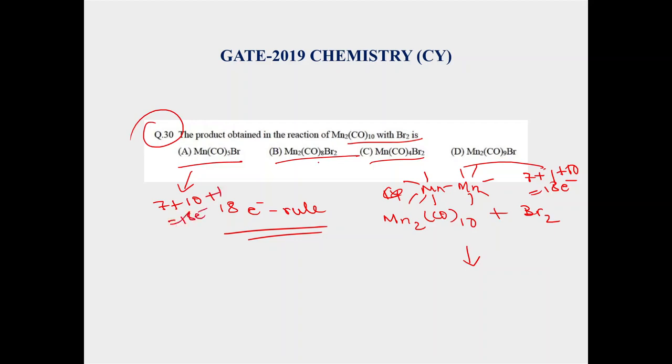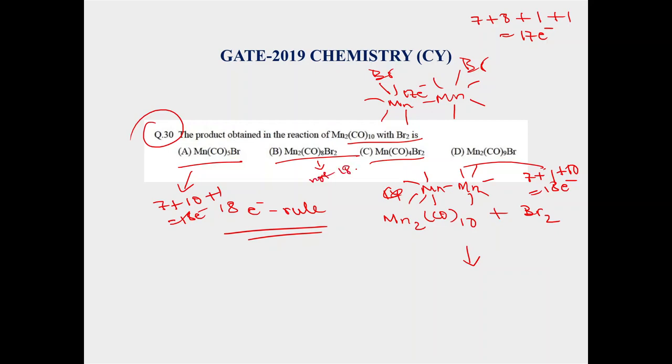Now moving on to the next one. It is manganese with 4 CO and 1 Br each. For each manganese it will be 7 plus 4 CO means 4 times 2 is 8, then 1 for Br and 1 for the Mn-Mn bond. So 8 plus 1. These two manganese centers have 17 electrons each. So it is not an 18 electron complex.